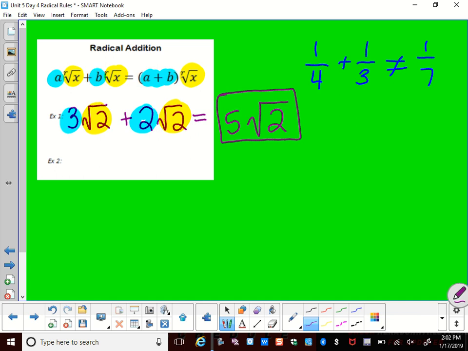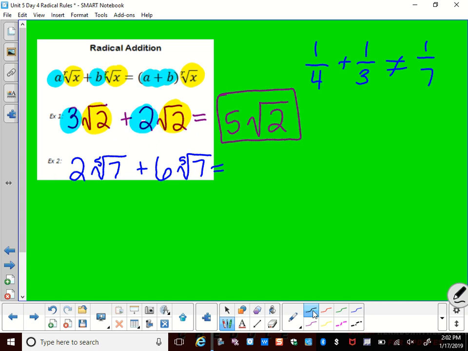All right, example 2. Let's say that I have 2 times the fifth root of 7 plus 6 times the 5th root of 7.